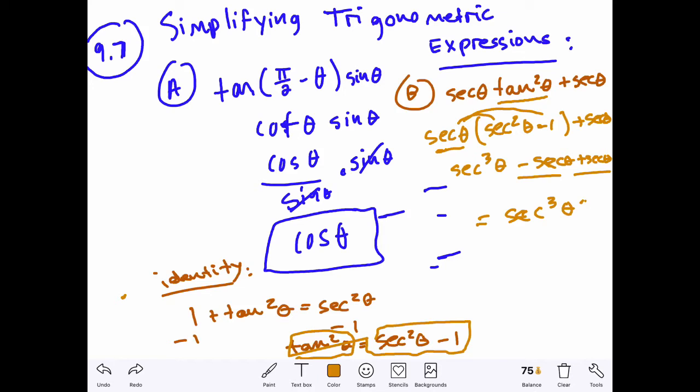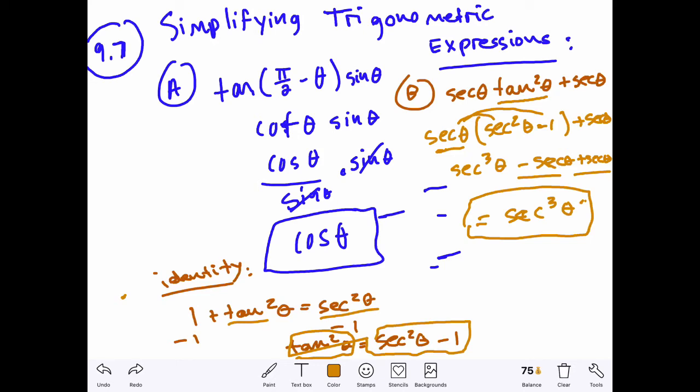Maybe instead of solving it here for secant squared, I went ahead and solved it for tangent squared. And then I substituted in what tangent squared theta equaled, and that let me further simplify until I finally got to my simplified form. So secant of theta times tangent squared of theta plus secant of theta ends up being secant cubed of theta. So the more you get in practice these, the easier it'll get.